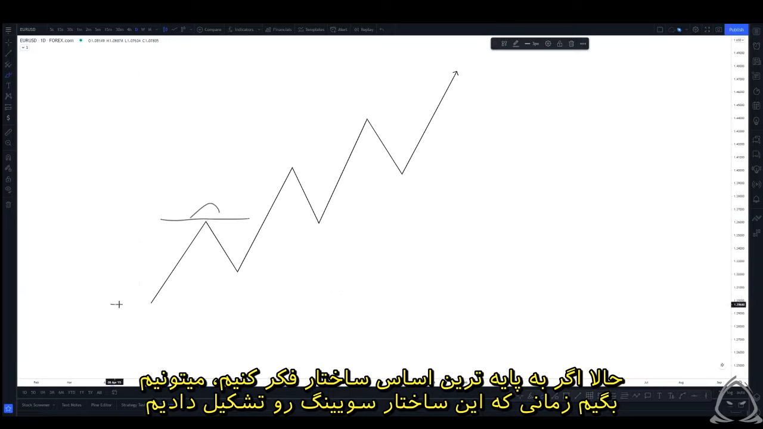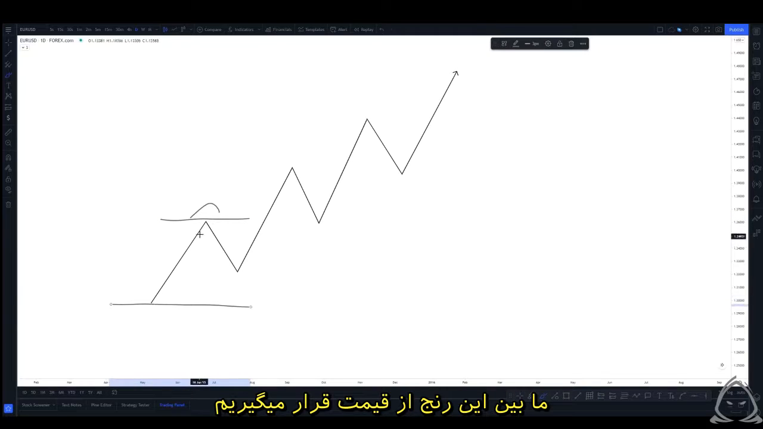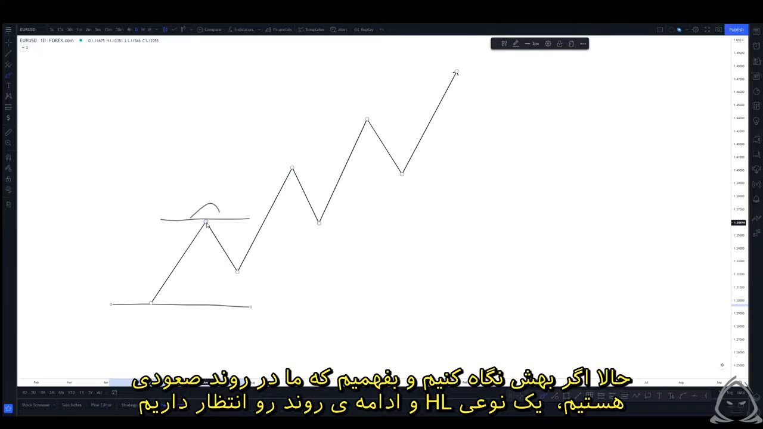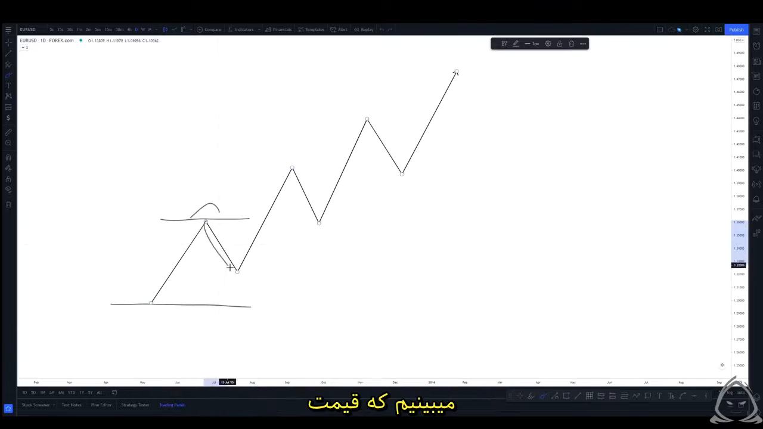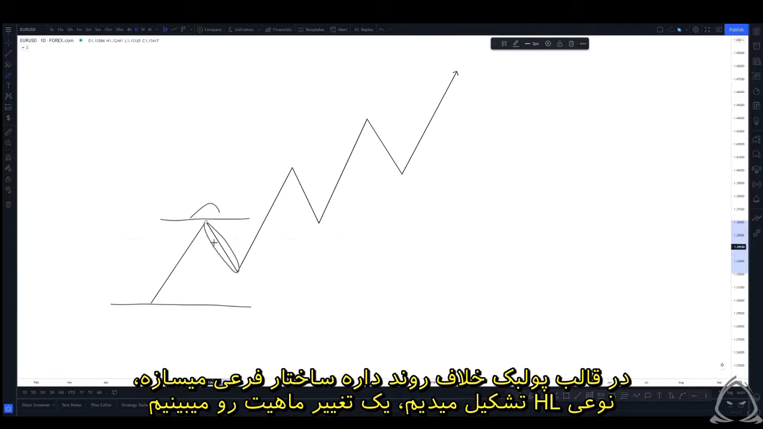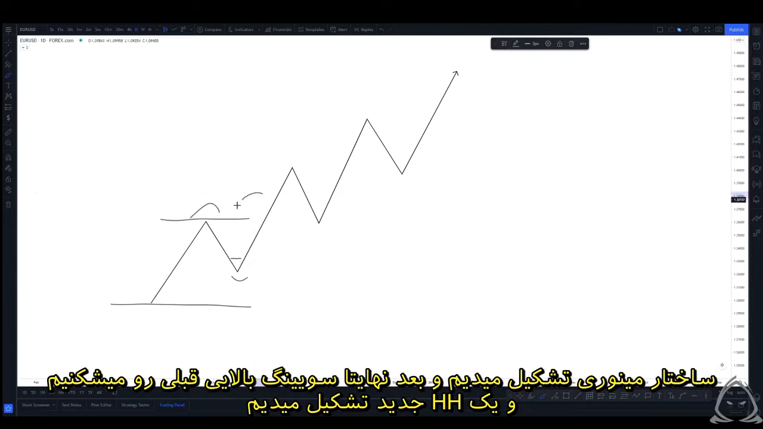Now, if we think of structure in its most basic element, what we can say is that once we've created swing structure, we're operating between this range of price. We have our swing low and we have our swing high. When we understand that we are in an uptrend, we are expecting some sort of higher low and a continuation of that trend. We would see price creating substructure in the way of a counter trend pullback. We would form some sort of higher low, see a change of character, create minor structure, and then eventually break the previous swing high, creating a new higher high.